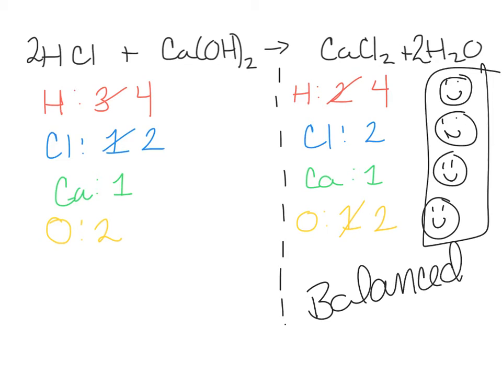Because balanced is happy. All right, so for this equation, the balancing is 2 HCl plus 1 CaOH2. Remember, if there's nothing written, just like in math, that's a 1. So if you really want, sometimes people just don't like not seeing a number, you can write a 1. So we've got our 2 HCl plus 1 CaOH2 yields 1 CaCl2 plus 2 H2O.